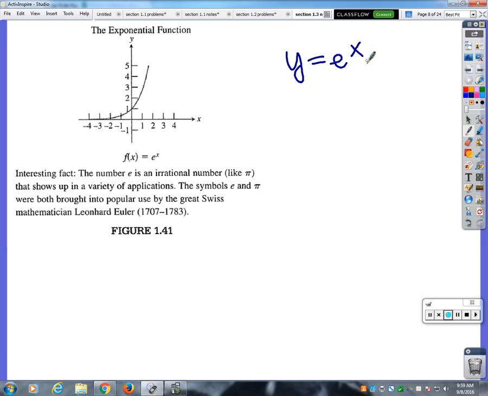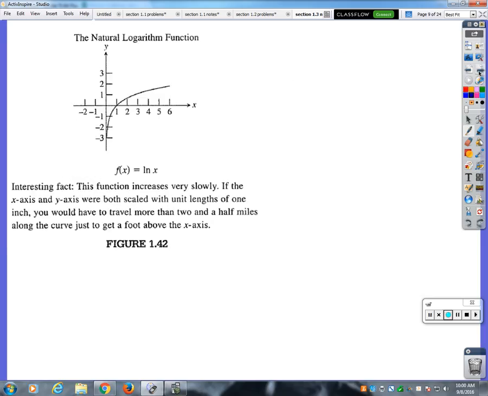Both of these symbols contributed to the great Swiss mathematician Leonhard Euler. When I first went to school, this was pronounced one way, and then somebody decided that they should pronounce it another way. So I don't know what it is, but if you take a math class in college, they might talk to you about Leonhard Euler. Okay, the inverse of that is the natural log function.